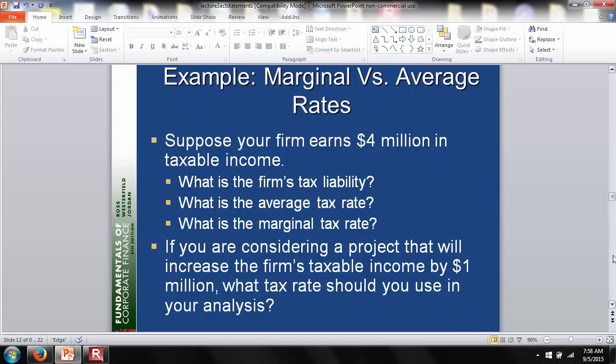Suppose your firm earns 4 million in taxable income. What is the average tax rate? What is the marginal tax rate? So the firm's average tax rate would be: you want to go back and look at how much taxes was paid, divide that by the 4 million. That gives you the average tax rate.